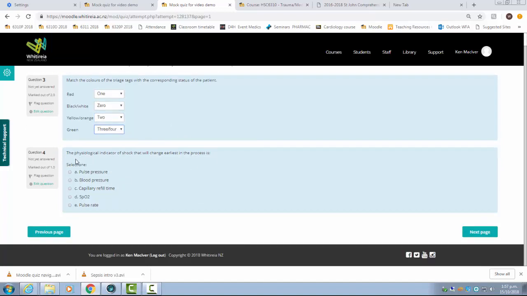Right, so the next question, which is out of 1: the physiological indicator of shock that will change earliest in the process is pulse pressure. No, not earliest, I don't think. Blood pressure, no, everything else will change to maintain a good blood pressure. Cap refill time will change eventually. SpO2, now you can have pretty good SpO2 even if you're short on blood. The remaining blood can be well saturated. Pulse rate. So I reckon the pulse rate is the answer I'm after. So I'll click that and move on to next.